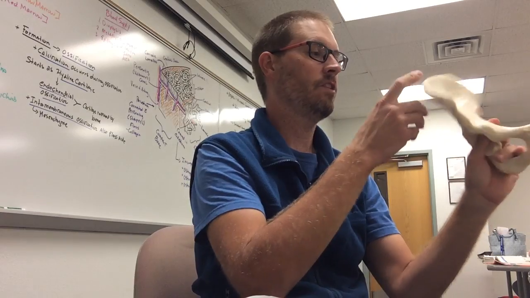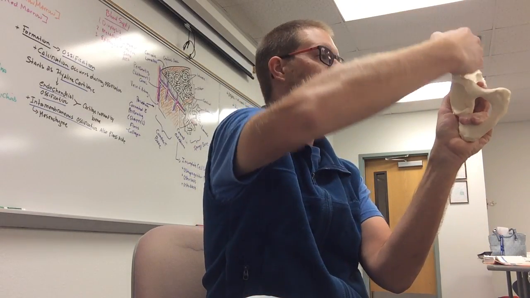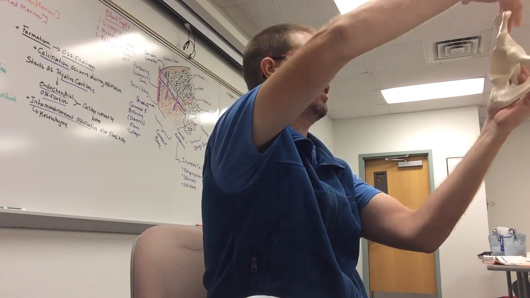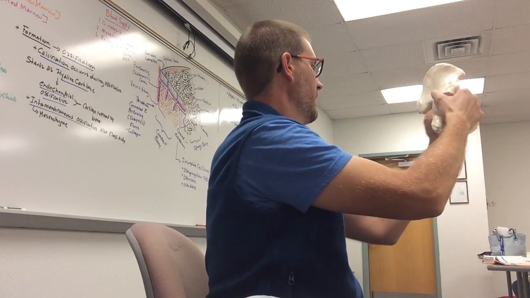Depressions: you have two different types of depressions. You have what's called a fossa, and then you have what's called a sulcus. A fossa is a shallow depression. You can see here I have a shallow indentation or depression just inferior to the iliac crest. You can see that depression here, so that would be an example of a fossa. And then a sulcus is just a narrower, groove-like depression.